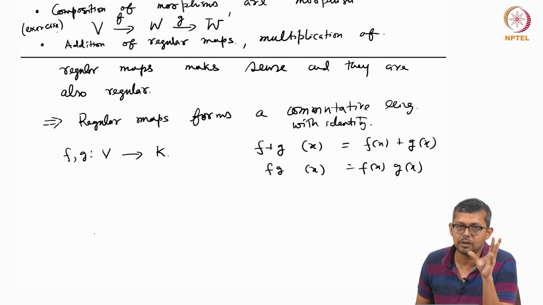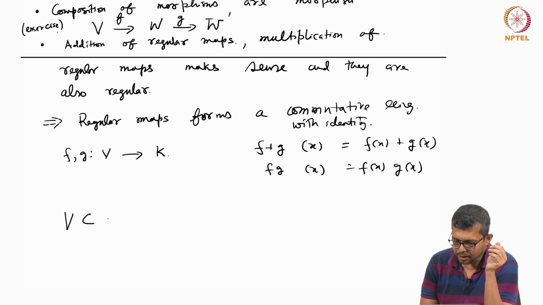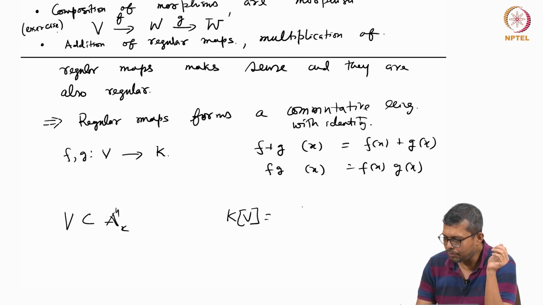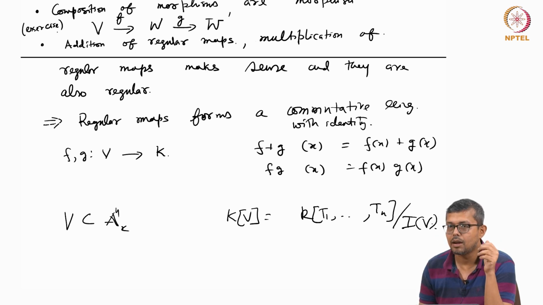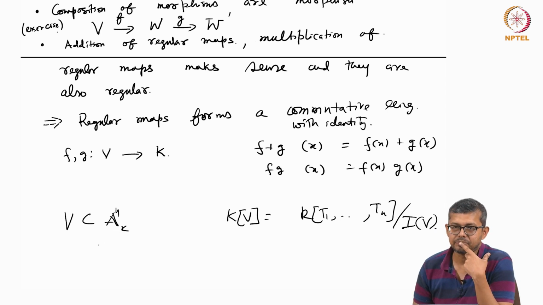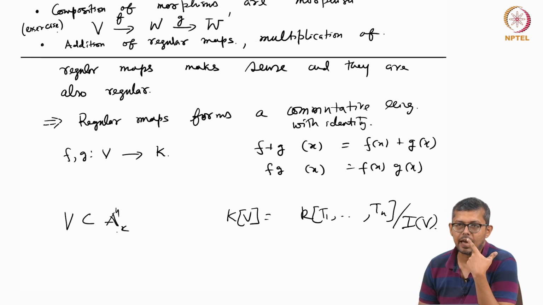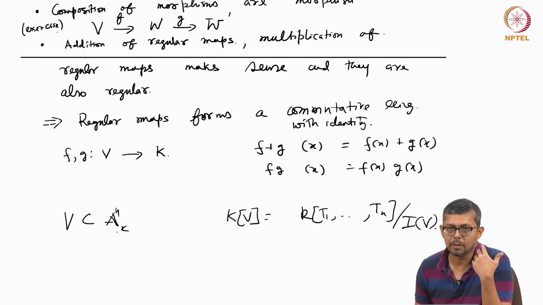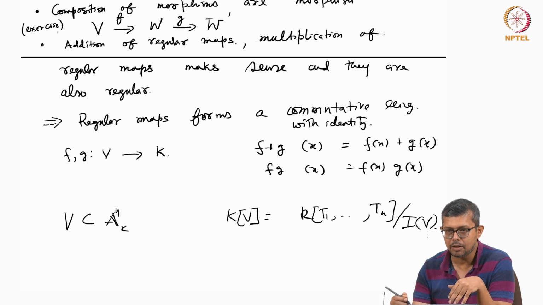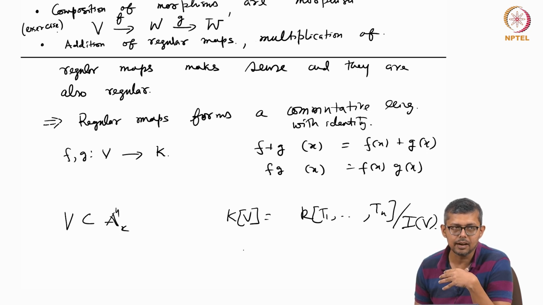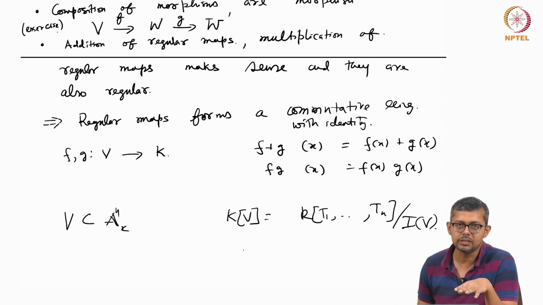But you see that when you define K[V] there, you defined it as K[T1, T2, ..., Tn] modulo I(V). So it depends on the embedding. Now you want to define something like an abstract variety, and you should not depend on that. We are going towards that. This is one way of defining K[V], but here also we are considering one embedding, V a subset of A^n. After some time we will define abstractly what an affine variety is, or what an algebraic set is. I will come to that.